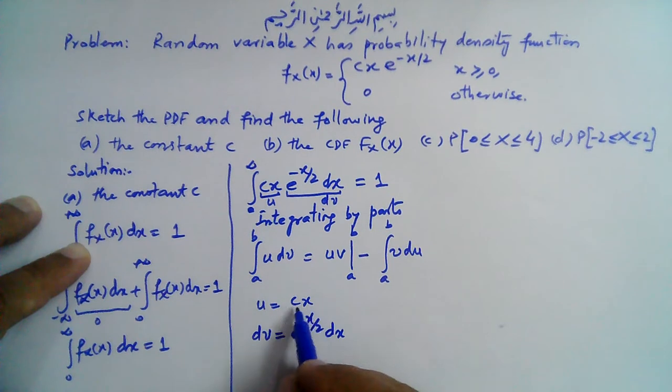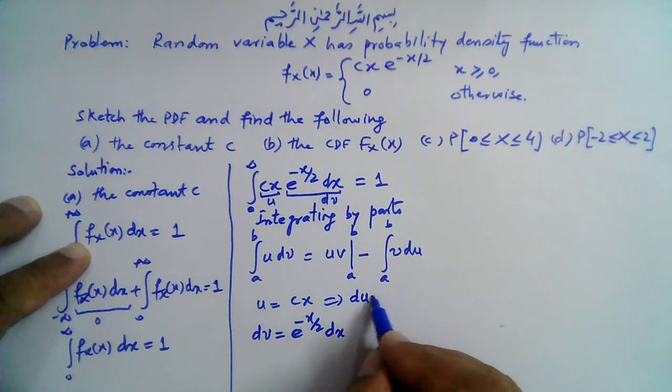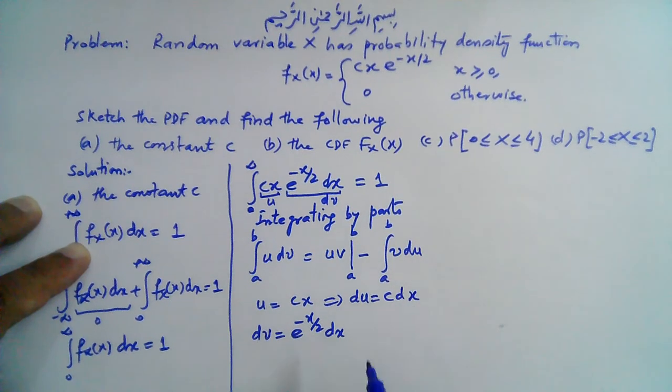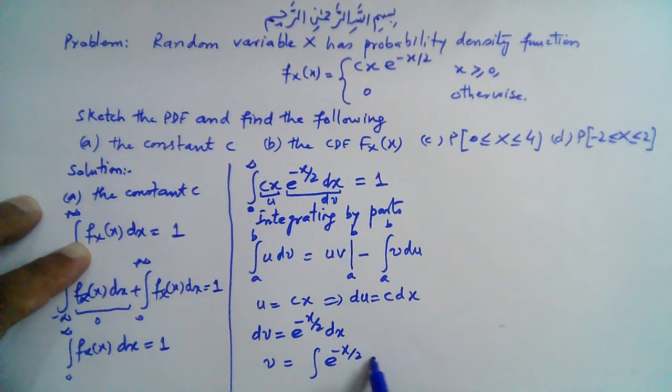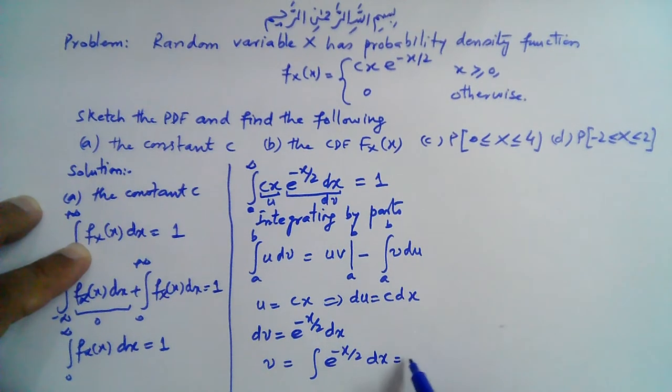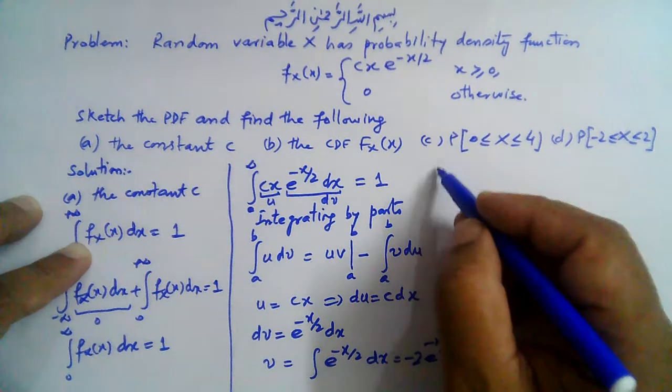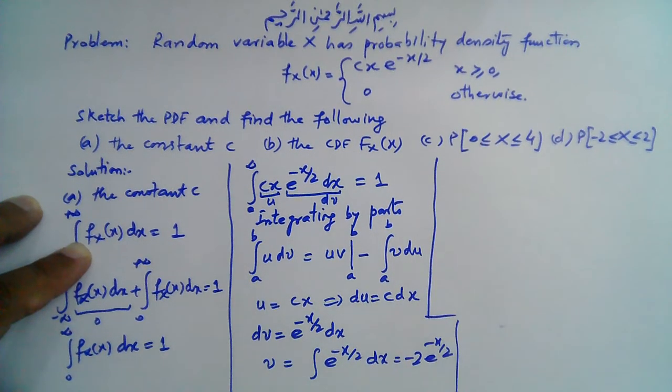So if u is equal to cx, then we can write du is equal to c dx. And similarly, if dv is equal to e raised power minus x over 2 dx, then v is equal to the integral of e raised power minus x over 2 dx, right? And this should be equal to 1 over minus 1 over 2, that is minus 2 e raised power minus x over 2. So we have all these values u and v, du and dv. We can put in these values here to evaluate the required integral, this one.